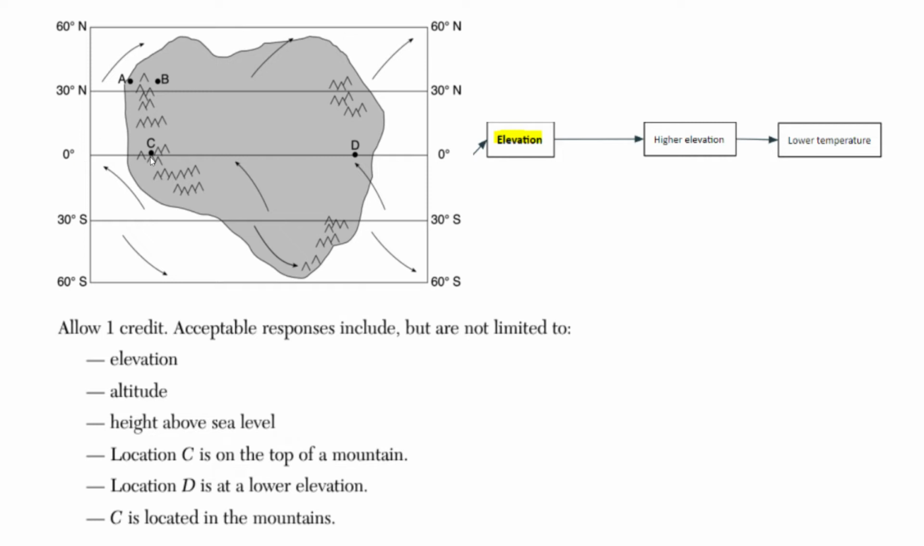But notice that C is on top of a mountain and D is not. So it must be elevation. C is at a higher elevation, so it's lower temperature than D. So you can say elevation, altitude, height above sea level. Location C is on top of a mountain. Location D is at a lower elevation. C is located in the mountains.